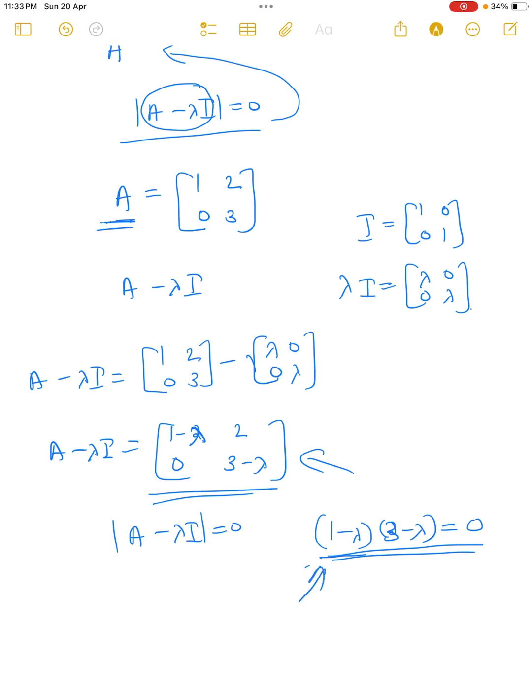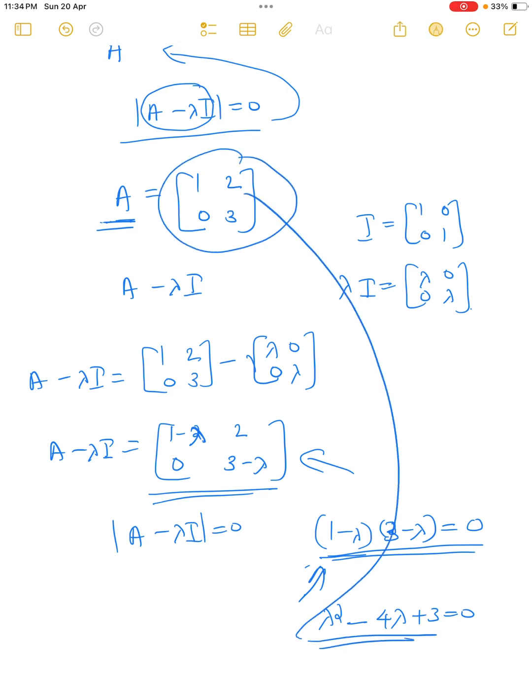If we simplify this equation, then we will get lambda square minus 4 lambda plus 3 equal to 0. This is the characteristic equation of the matrix A equal to 1, 2, 0, 3. This is called the characteristic equation.